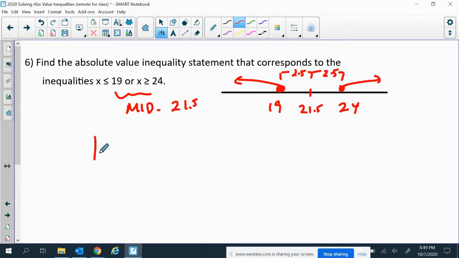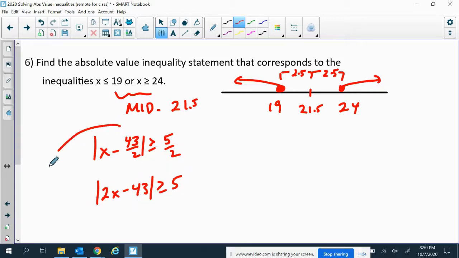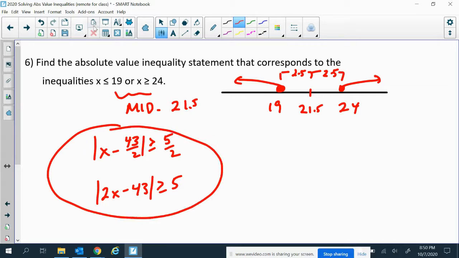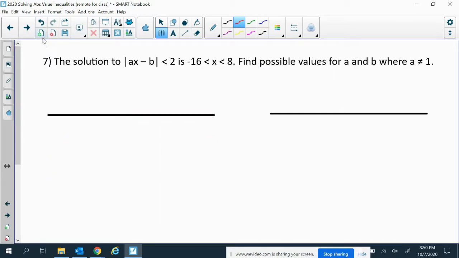So I can write absolute value of x minus 21.5, which is the same thing as 43 over 2, is greater than or equal to 5/2, which is the same thing as 2.5. I can also write absolute value of 2x minus 43 is greater than or equal to 5, or a variety of other things that represent this inequality. Solution to this is negative 16 less than x less than 8.